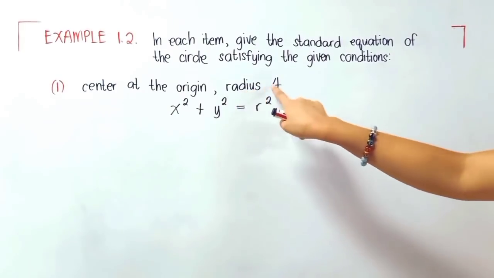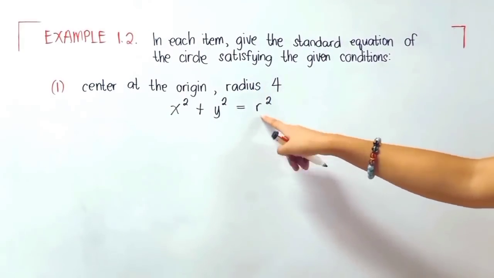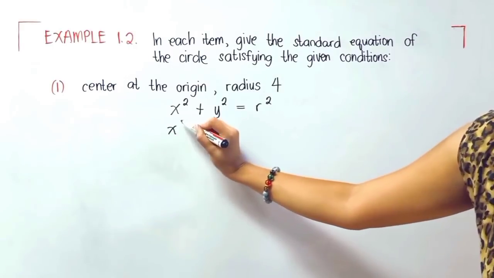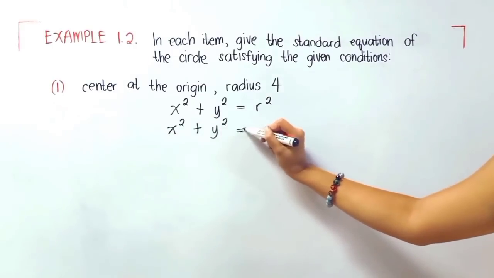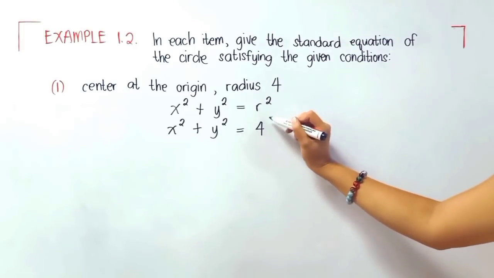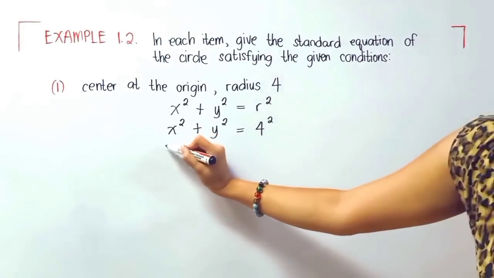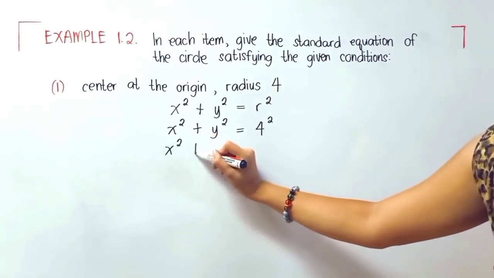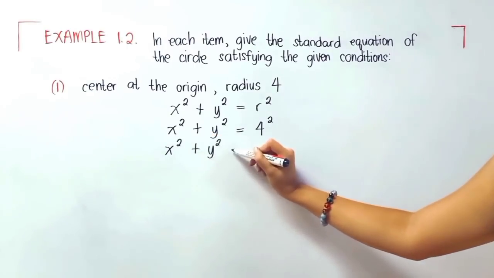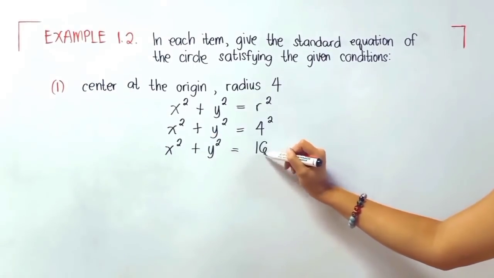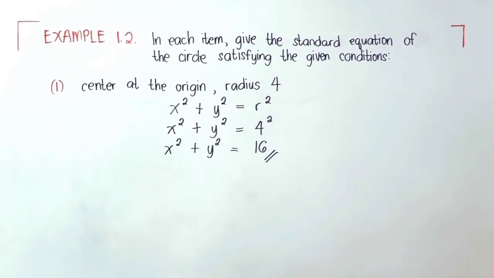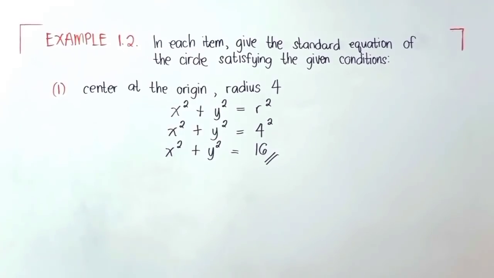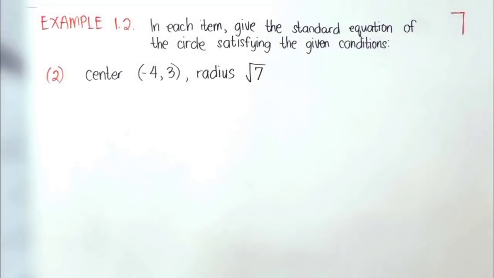Our radius here is 4, so we will substitute that one in this portion. So x squared plus y squared is equals to 4 squared. Now let's rewrite that one, and 4 squared is equals to 16. This is our final answer. Let us now proceed to problem 2.